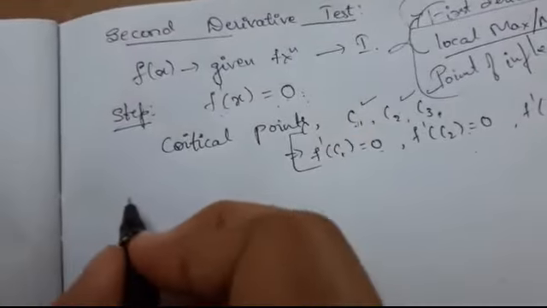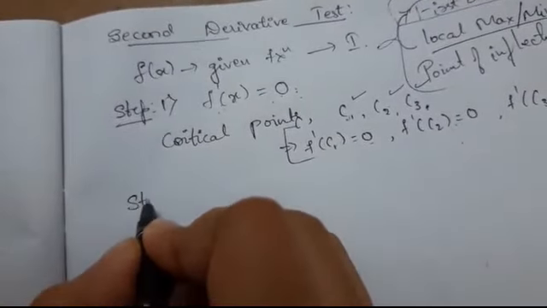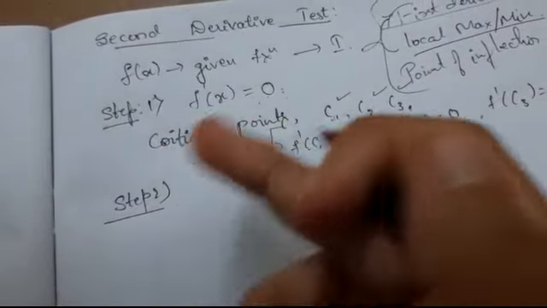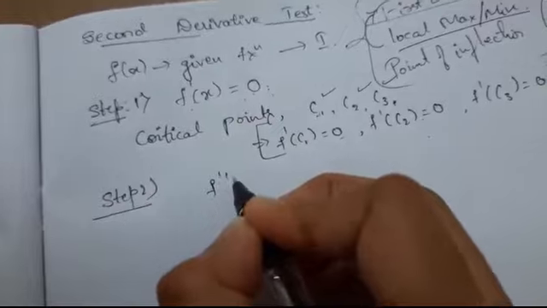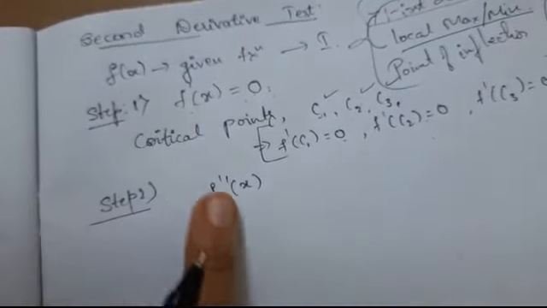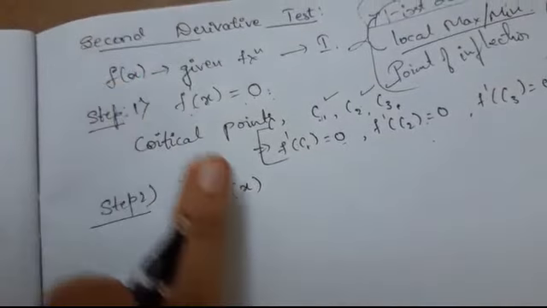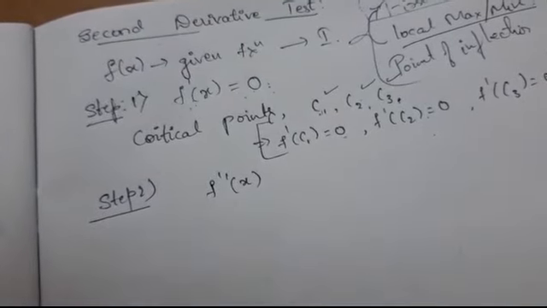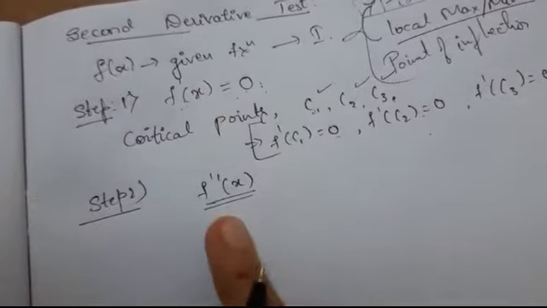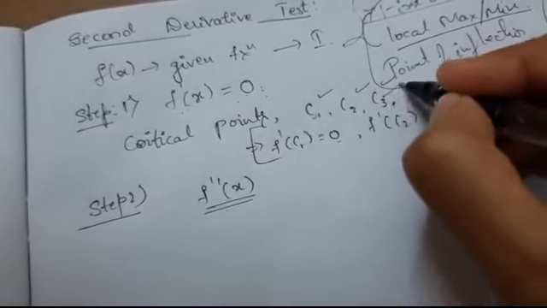This is our step 1. So what is our second step here? Now we need to differentiate again. Differentiating f dash of x gives f double dash of x, or differentiating f of x twice gives f double dash of x. After getting f double dash of x, now input the values of these critical points into it.